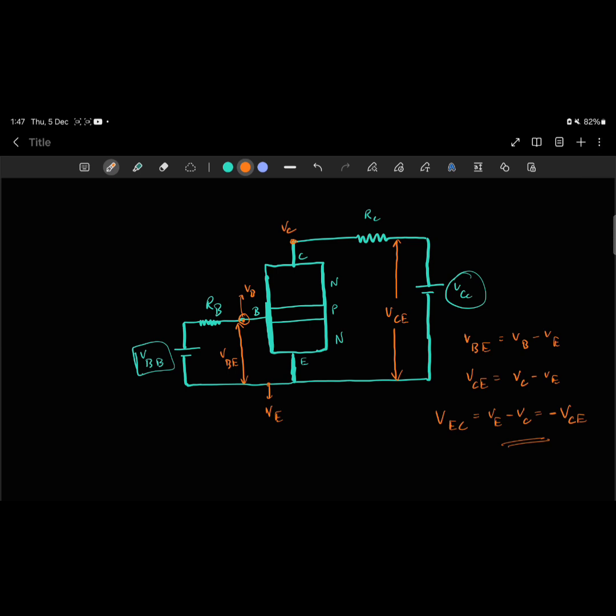This basically means that VBE is a positive quantity and VCB is also a positive quantity. Whenever the base emitter junction is forward biased, the typical voltage drop across the junction is 0.7 volts. So this means that VBE is inherently 0.7 volts when we are working in common emitter configuration in the forward bias.